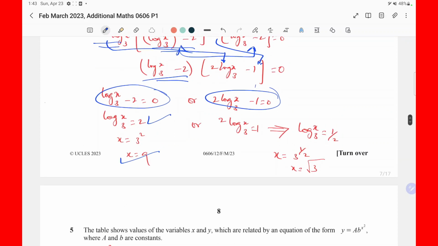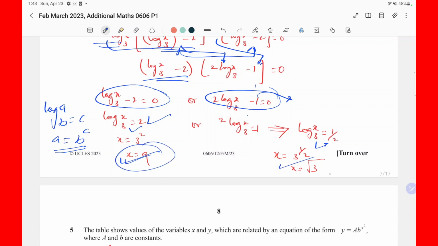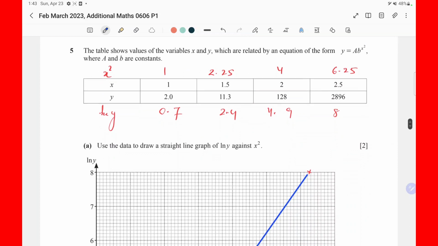Here we have to understand, if you have log a base b equals c, then you can write a equals b to the power c. So log x base 3 equals 2, then x equals 3 square, right? So x equals 9. Now in this case 2 log x base 3 equals minus 1, so the 2 you will shift to the right side. Now log x base 3 equals minus half, so x equals 3 to the power minus half. So there are two solutions.